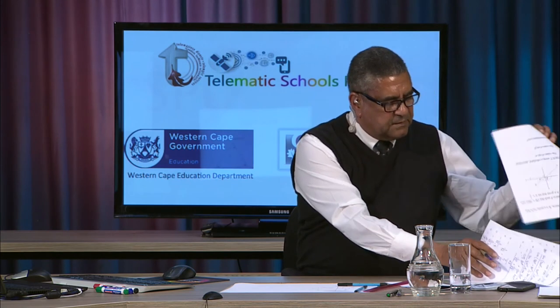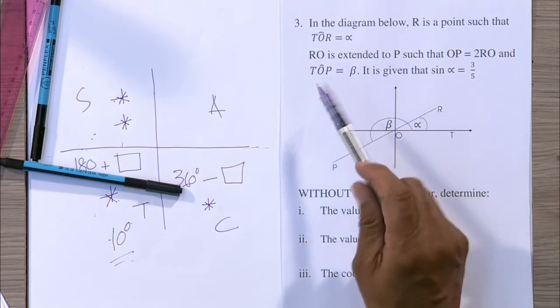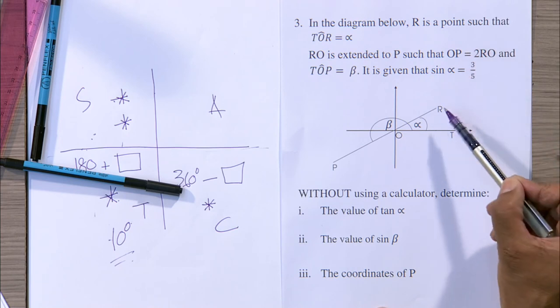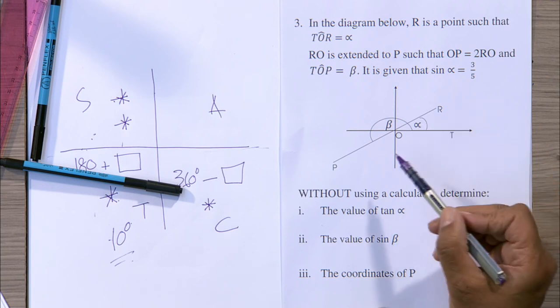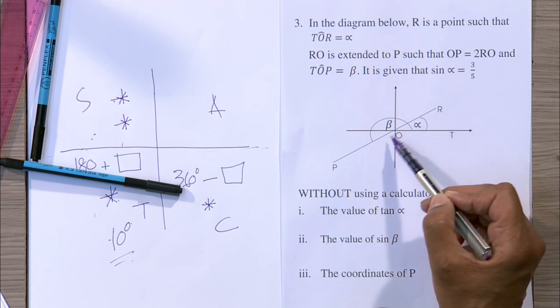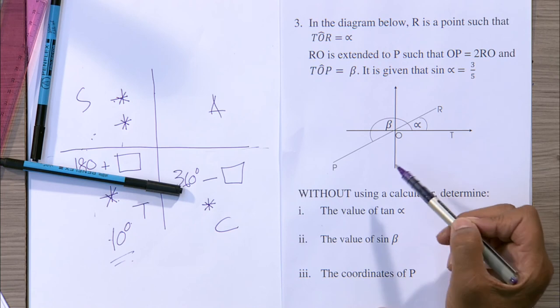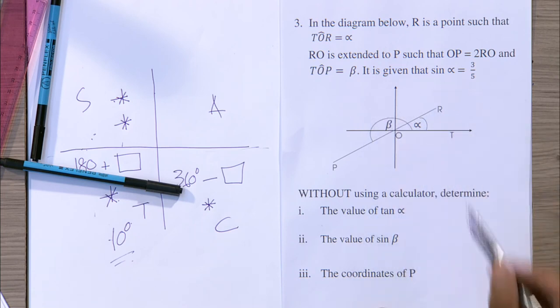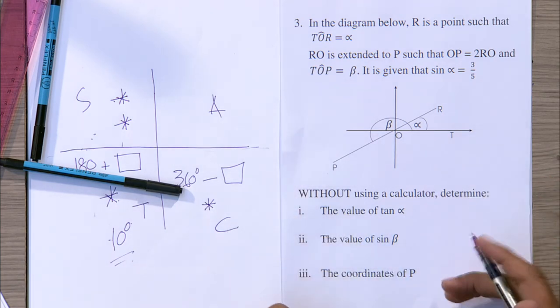Let us see quickly. There's just a few minutes left. The sum says in the diagram below, the third one, R is the point such that TOR is alpha. RO is extended to P such that OP is twice the length of OR. TOP is beta, the magnitude is beta, and it is given that sine of alpha is 3/5. Right, without using a calculator, this is the other one where the calculator is not supposed to be used, where we must use the sketch.